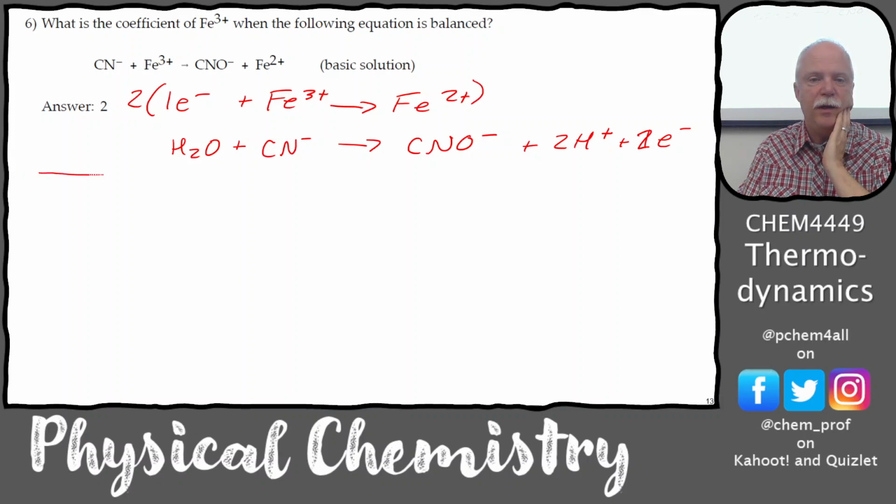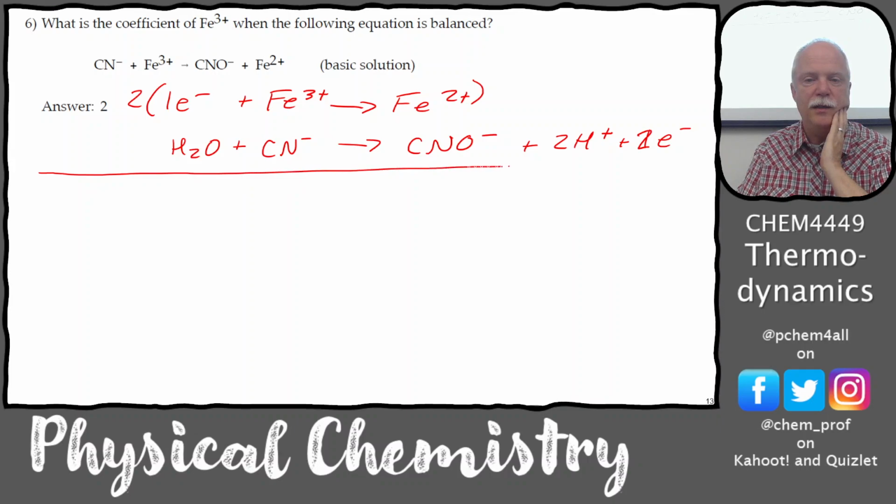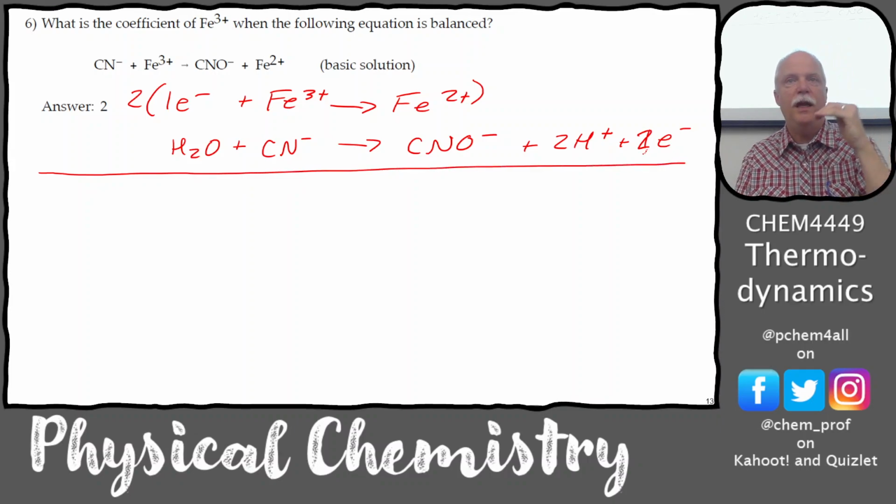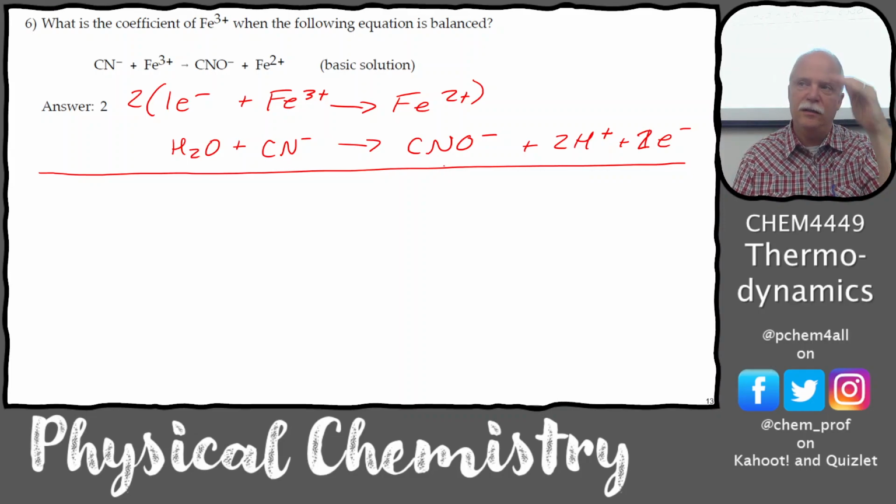So this is in basic solution. So we're going to balance it just like normal, and then we're going to make it basic. That's how I do it. You could, instead of adding waters, if you're going to do it in basic solution, add hydroxides. But this is a more consistent way to do it. It may be longer, I don't know, but I do it this way so I don't ever have to change how I balance an equation. And then at the end, kind of mentally, I do an acid-base titration. I add as many bases to both sides as I have protons.